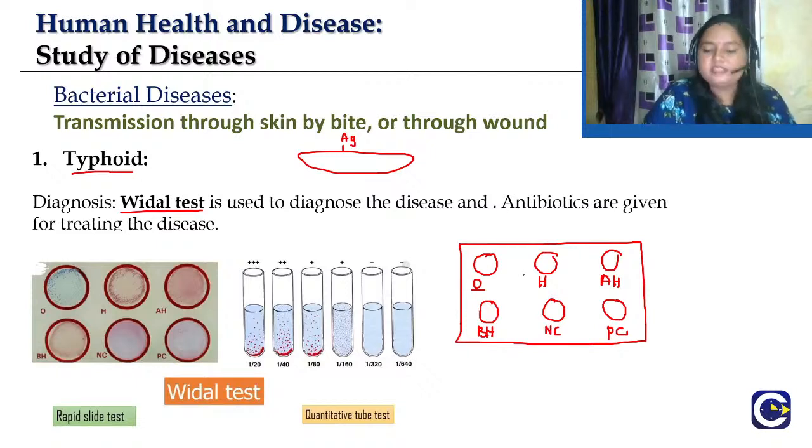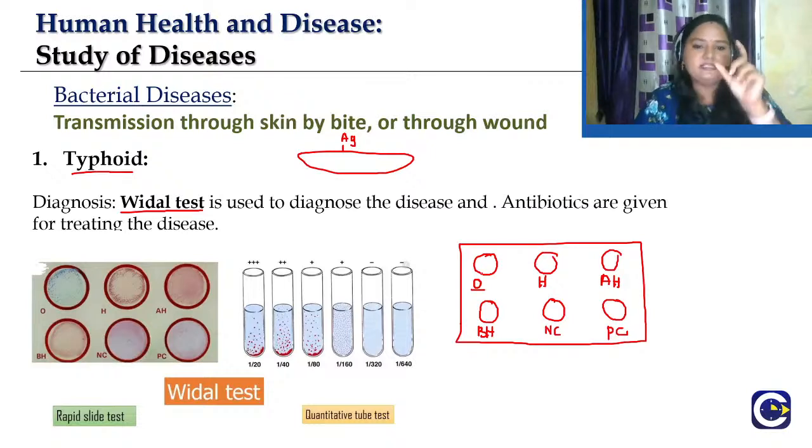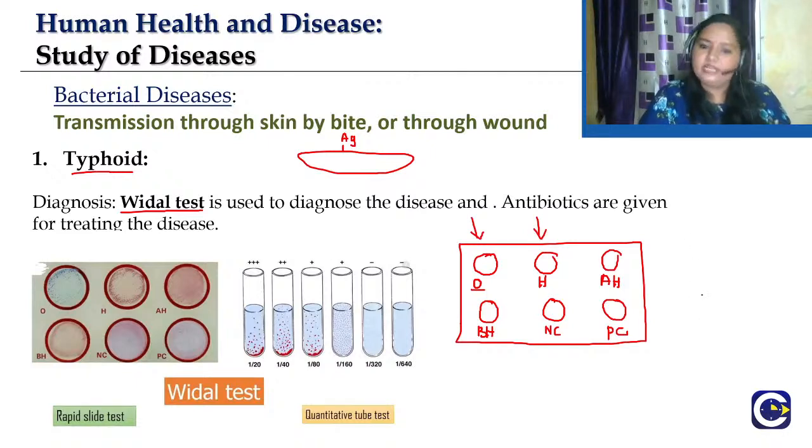So that is the reason why we do 3 tests on the same slide itself. If O and H show a positive result, then it means Salmonella typhi is the causative agent. If it shows a positive result on AH and O, then it is Salmonella paratyphi A. If it shows a positive result on O and BH, then it is Salmonella paratyphi B.